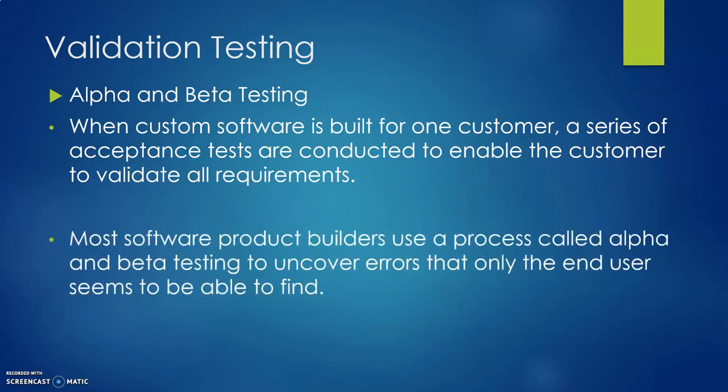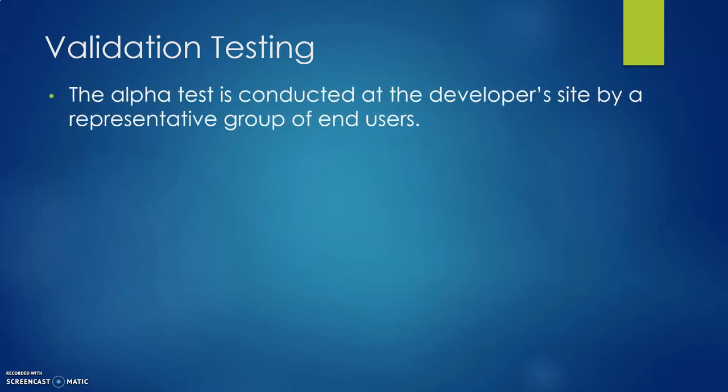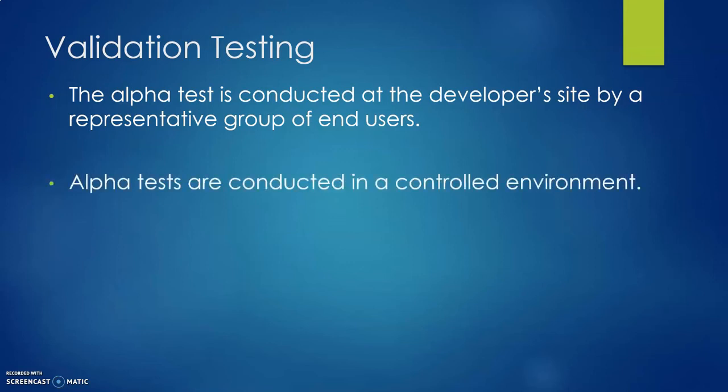Most software product builders use a process called alpha and beta testing to uncover errors that only the end user seems to be able to find. So alpha and beta testing comes under the acceptance testing format. Let's see what it is. An alpha test is conducted at the developer's site by a representative group of end users. So while it is with the developer only, the alpha test is conducted by the end user. It is conducted in a controlled environment.